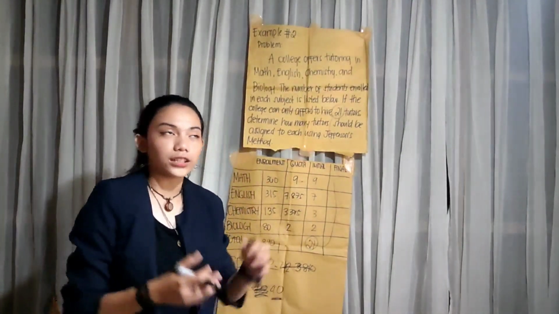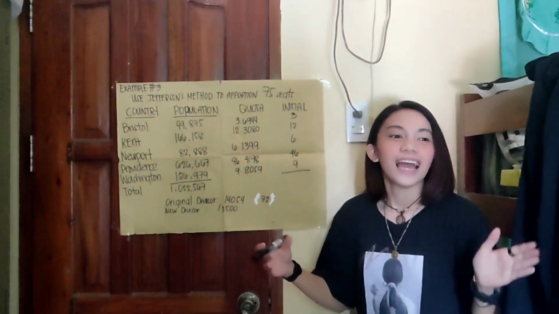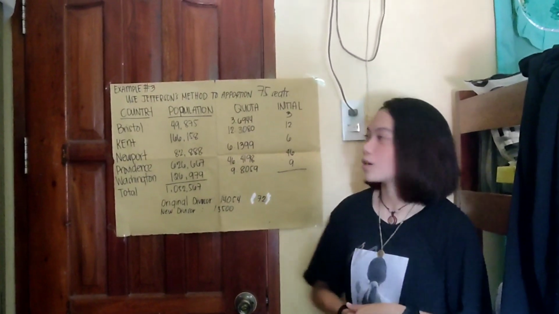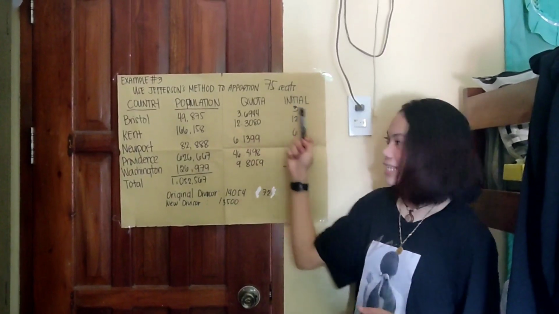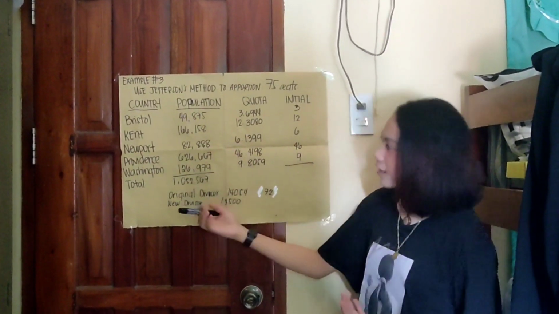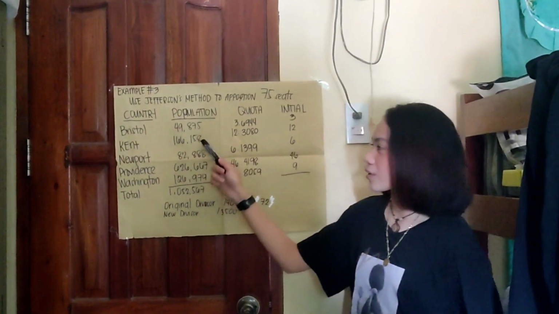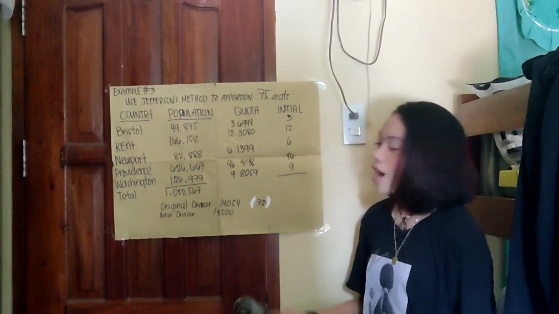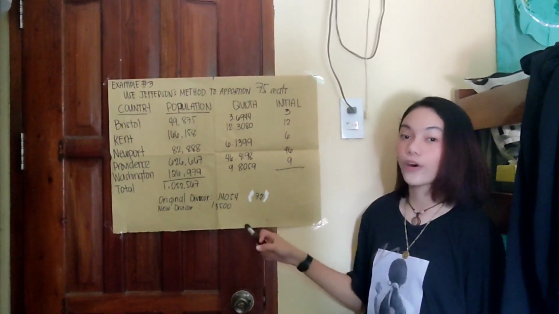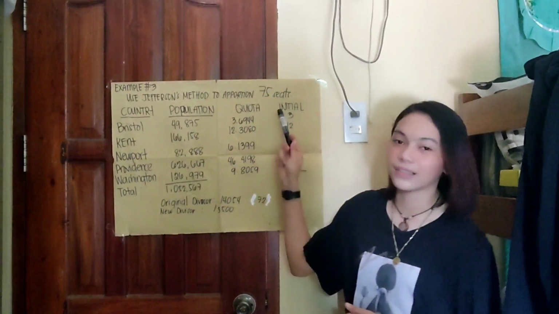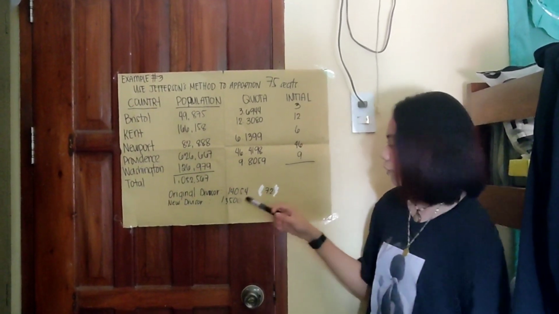To get more understanding, let's proceed to example number 3. Welcome to example number 3. Our problem is to use Jefferson's method to apportion 75 seats. We have our data: country, population, quota, and initial. Bristol 49,875, and so on. Our original divisor is 14,054, because we divide 1 million by 75 seats. So the result is 14,054.